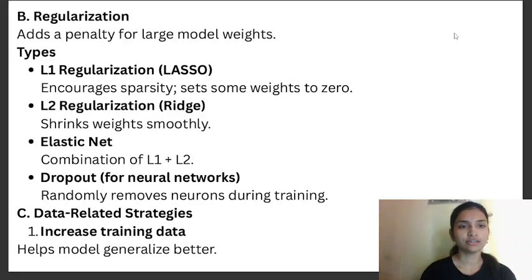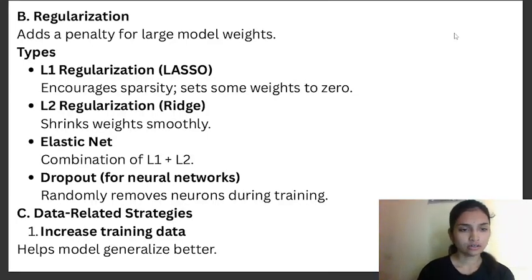So what is L1 regularization? It encourages sparsity, setting some weights to zero. L2 regularization shrinks weights smoothly, and elastic net is the combination of both L1 and L2. And what is dropout? It randomly removes neurons during training.